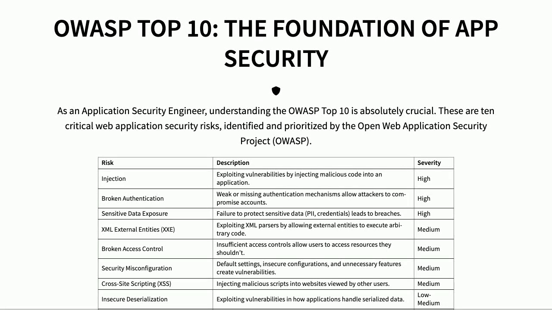Okay, let's dive into the OWASP Top 10. It's basically a roadmap for securing web applications. These are 10 of the most critical security risks that developers and engineers need to be aware of. We have injection attacks, where attackers inject malicious code, broken authentication, which means weak login systems, sensitive data exposure when private information isn't properly protected, and so on. Each one has a severity level: high, medium, or low, indicating how likely it is to cause damage. It's all about building a strong foundation for your app security efforts.